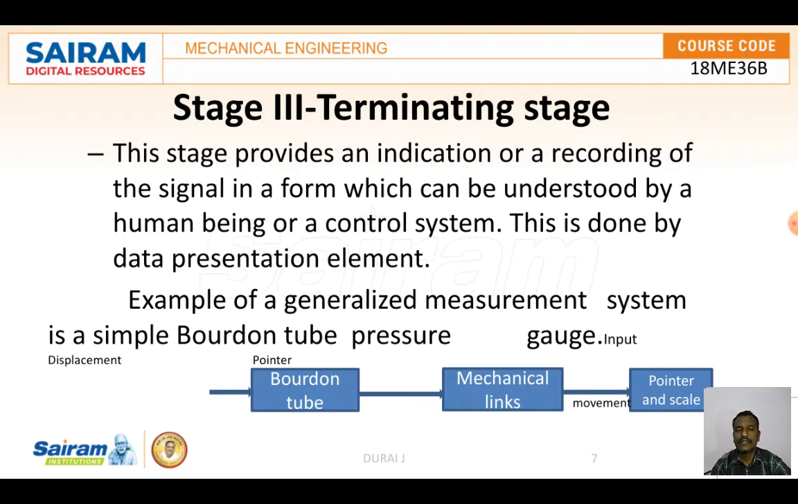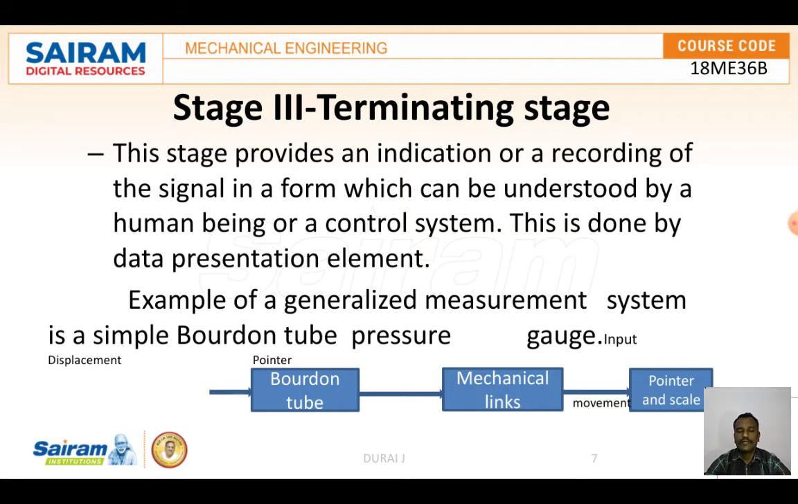Then we come to the next stage, stage 3, that is the terminating stage. It provides the indication and recording of the signal. These can be understood by a human or by the control systems, where it may be used in automatic detection. This is done by the data presentation element.